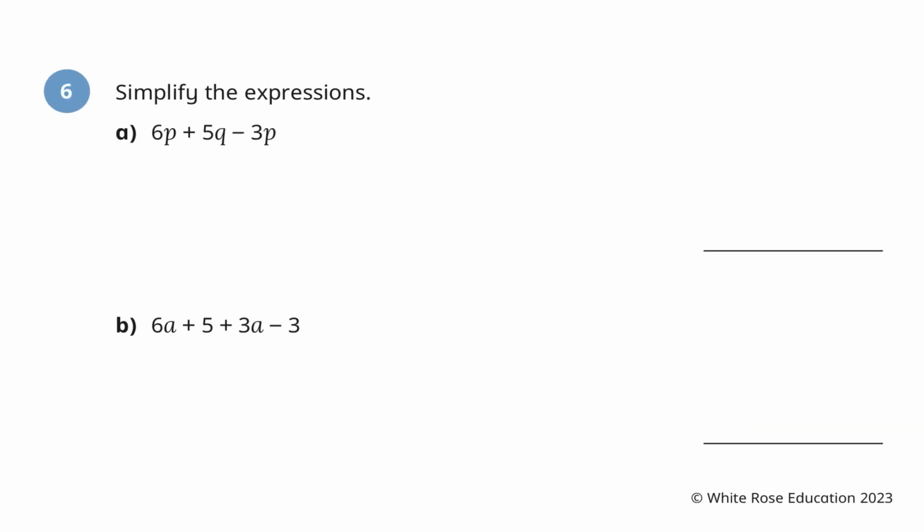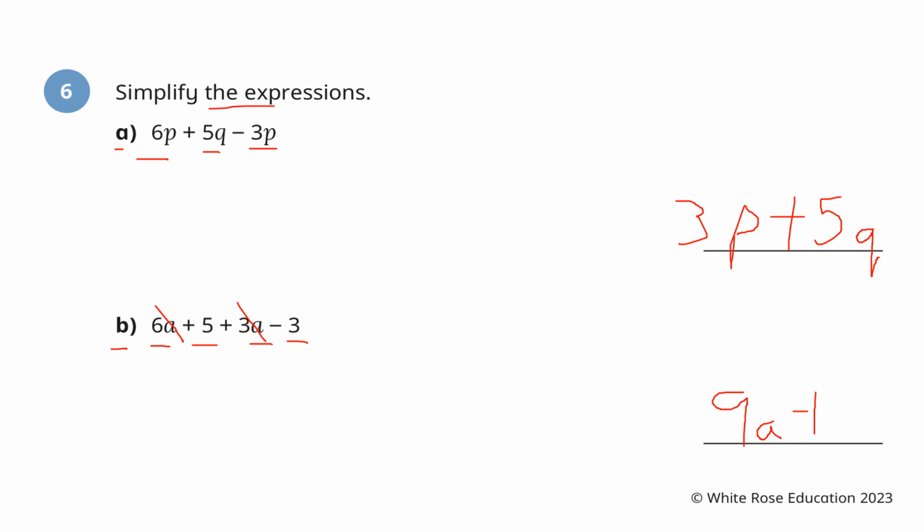Question number 6, again collecting like terms, so more expressions. Simplify these expressions. Part A, 6p plus 5q minus 3p. So collect all my p's together. I've got 6p minus 3p, that'll be 3p. And I've got plus that 5q, and again I cannot go any further because p and q are not like terms, they're what we call unlike terms. Part B, I've got 6a plus 5 plus 3a minus 3. 6a plus 3a makes 9a, guys, and then 5 minus 3 makes positive 2, or plus 2.